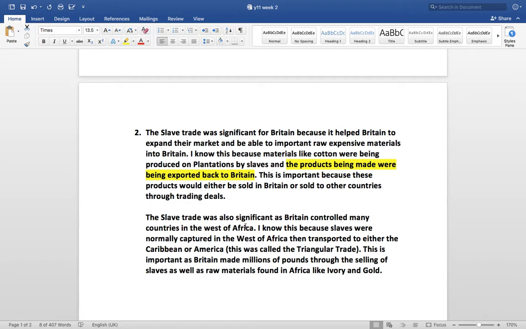You've talked about cotton. You've talked about raw, expensive materials. It just needs to be a bit more specific with its link back at the end.